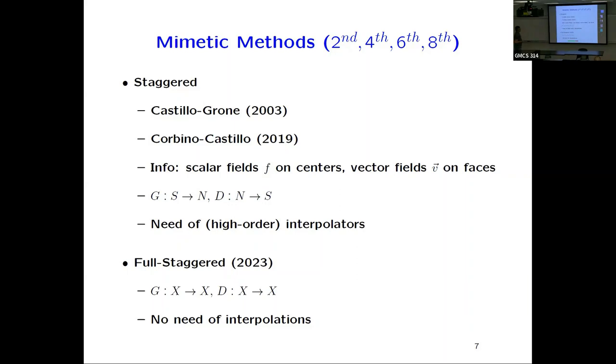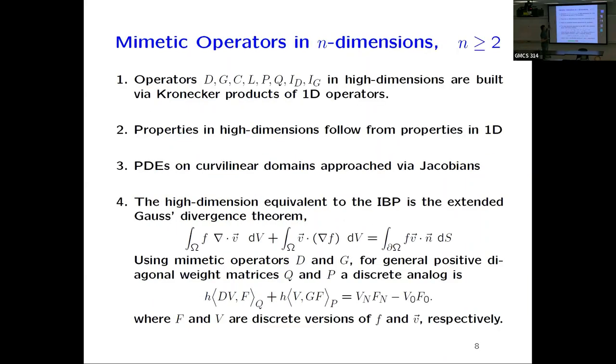The mimetic operators in n dimensions, n greater or equal than two: all the operators mentioned there in high dimensions are built by a Kronecker product of 1D operators with certain combinant matrices, most of them identical, or slight variations of identities. The properties in high dimensions will follow from the properties in 1D. The PDEs on curvilinear domains are approached by the Jacobian. And the high dimensional equivalent to the integration by parts is the Gauss divergence theorem. We will convert this integral into an inner product on the discrete version using certain weights, just to guarantee the identity and also the higher order accuracy.